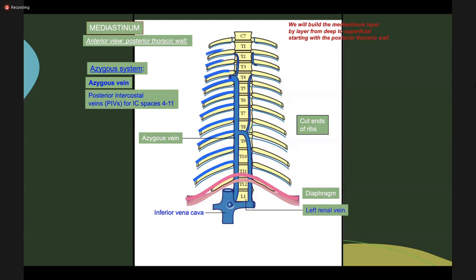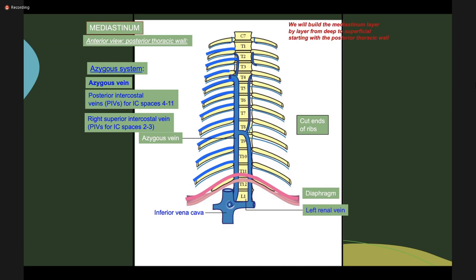Now, look at the upper spaces. Space 2 and 3 are draining into the right superior intercostal vein, and then it also goes to azygous. So space 2 and 3 do not go to the azygous directly; they go to the right superior intercostal vein. This is happening on the right side. Still, we have not talked about the first intercostal space on the right side. The second and third go to right superior intercostal, which drains into azygous. 4, 5, 6, 7, 8, 9, 10, 11 go into azygous.